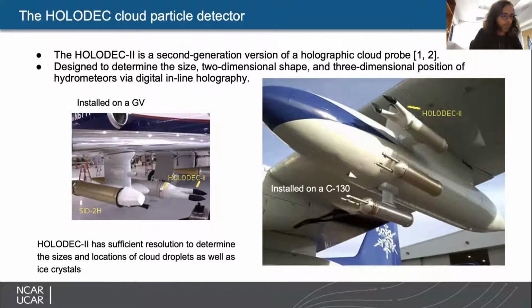To get back to the main topic, it's really the Holodeck instrument, as was pointed out by Jackie, which is operated by RAL. So Holodeck is a second generation instrument, which is designed for cloud particle characterization and sizing. The instrument captures inline holograms of cloud particles by transmitting a laser pulse between the probe arms and imaging the interference of the incident laser field, and that's scattered by the cloud particles onto a CCD.